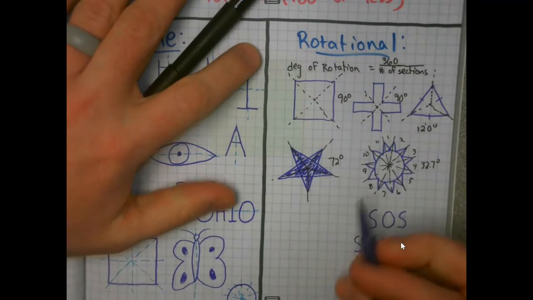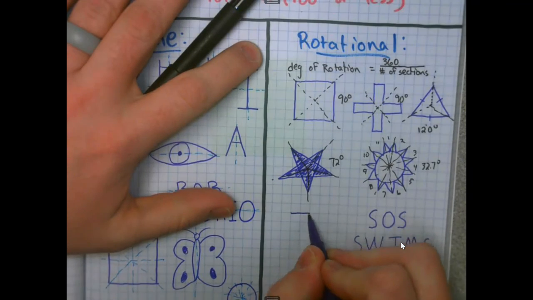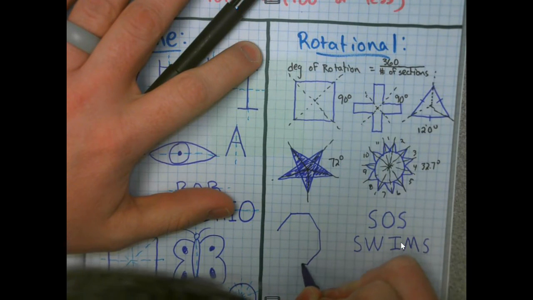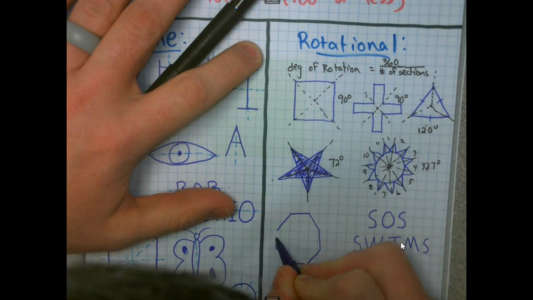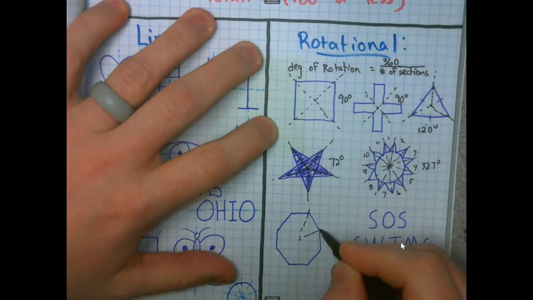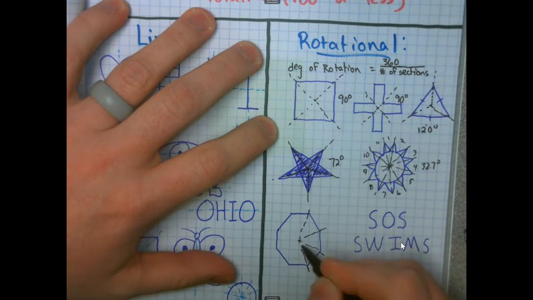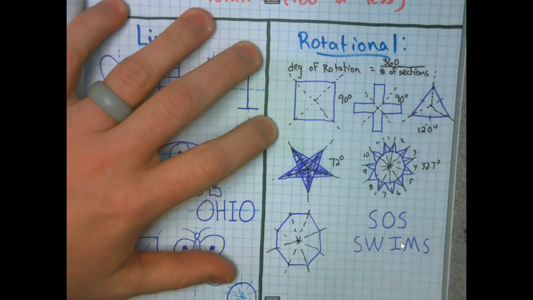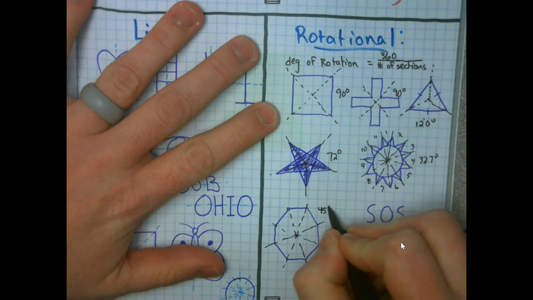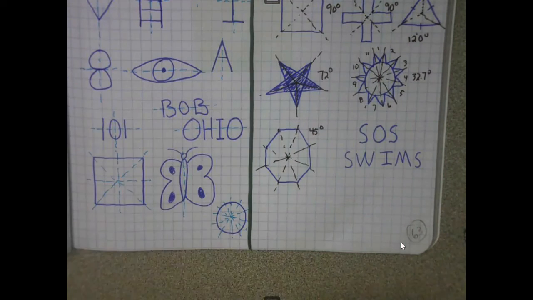Okay, another shape, maybe a stop sign. Okay, with the stop sign, I kind of drew mine a little bit narrow, but it's going to have 8 sections. Okay, those 8 sections, 360 divided by 8 is 45 degrees. So every 45 degrees, it's going to land on itself. 45, 90, 135, and 180.